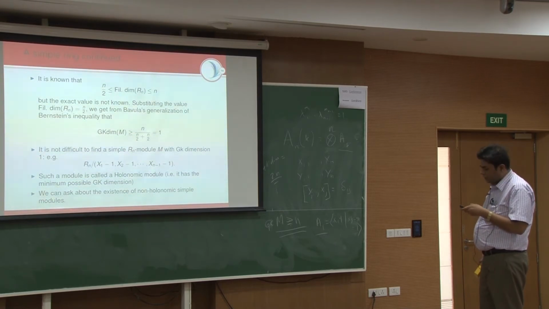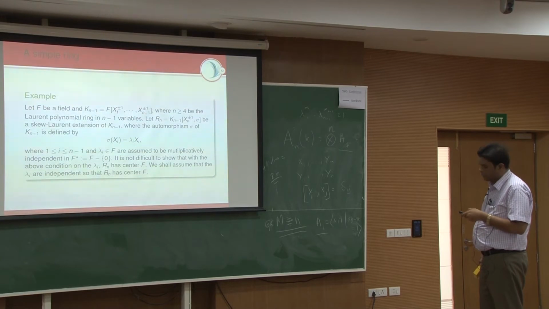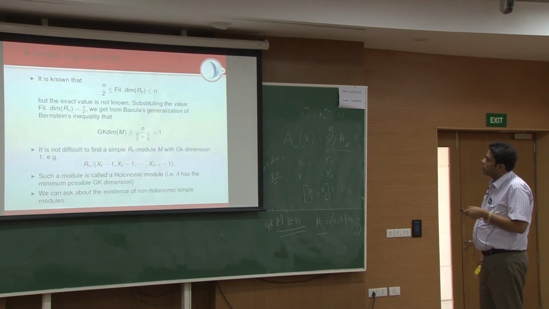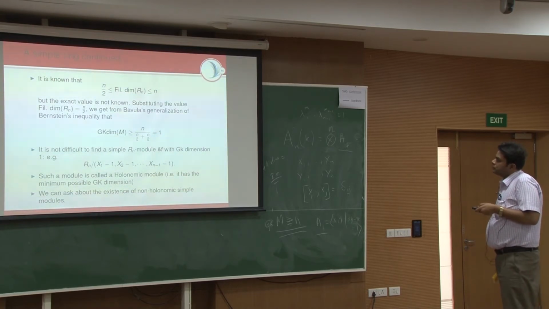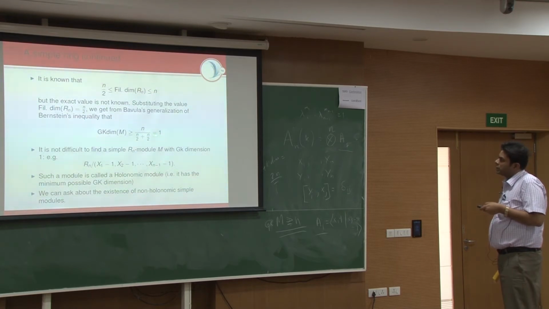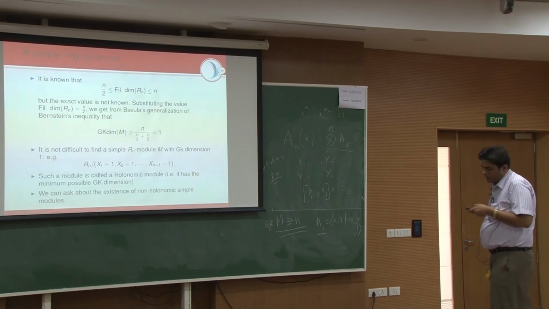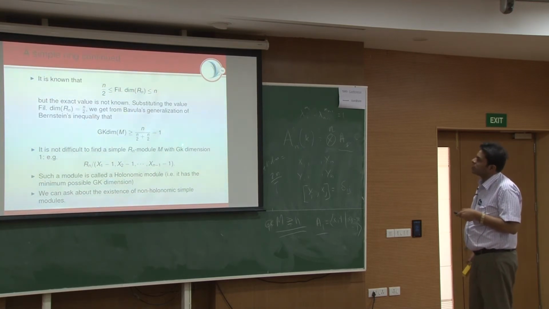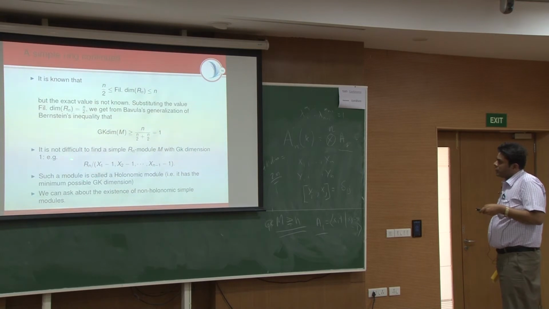so in the case of this algebra, which is this Rn, we know that the filter dimension is big, so it is between n/2 and n, somewhere between this. And if we put n/2 in this inequality, then we get 1. That means that already we know that it is possible that a one-dimensional module can exist, and I mean one-dimensional module in the sense of GK dimension. And we can verify. We can actually construct a simple module with GK dimension 1, which is this.